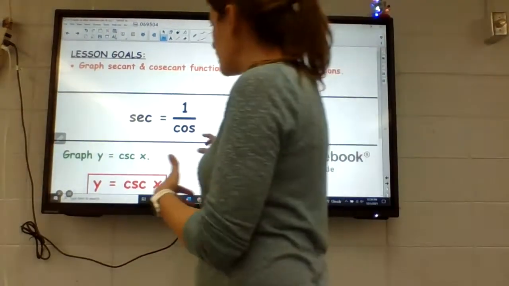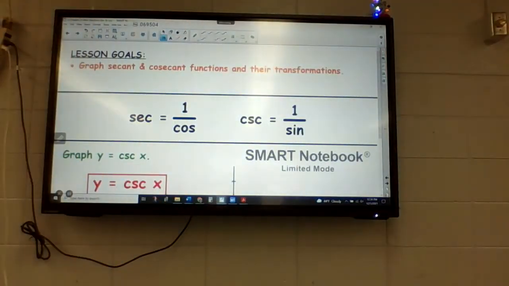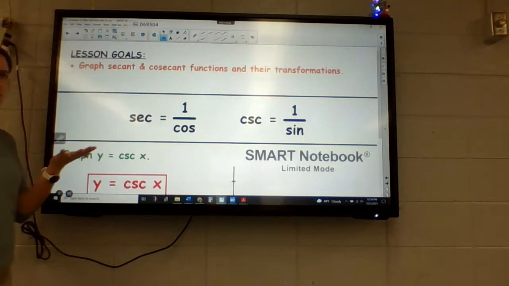Secant and cosecant are the reciprocals of cosine and sine. So secant goes with cosine, cosecant goes with sine. Trying to remember, S goes with C, as confusing as that is.